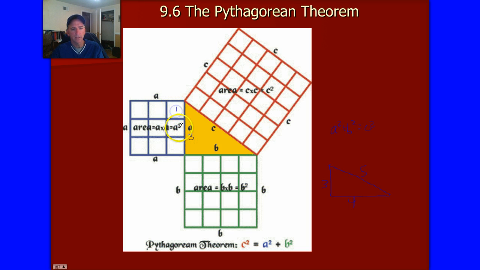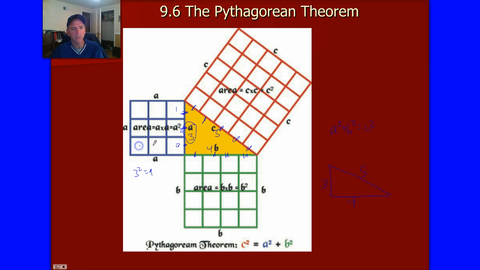This is 1, 2, 3. So this is 3, 1, 2, 3, 3 by 4, 1, 2, 3, 4 by 5, 1, 2, 3, 4, 5. So you have a 3, 4, 5. Now, it says a squared. Okay, so here's a. If 3 is a, how many squares make this up? 1, 2, 3, 4, 5, 6, 7, 8, 9. 3 squared is 9.